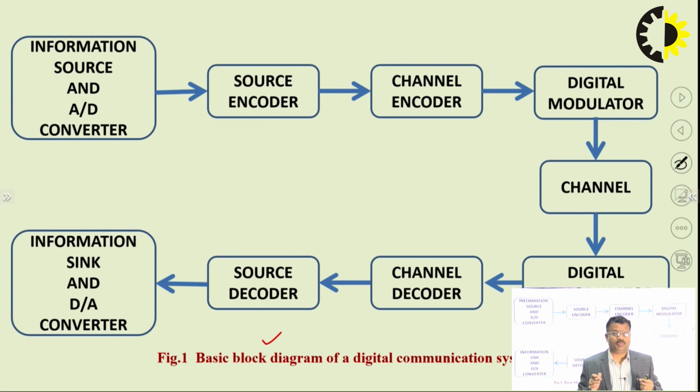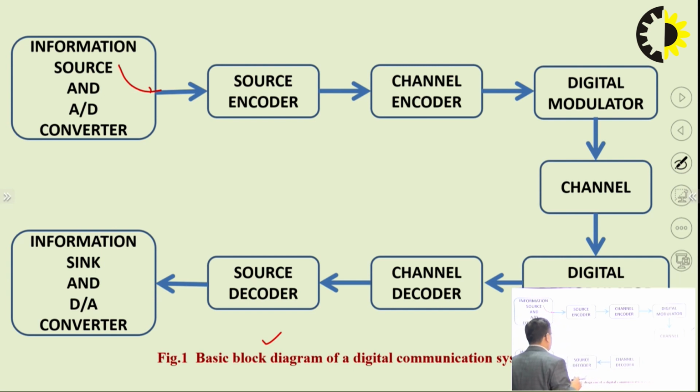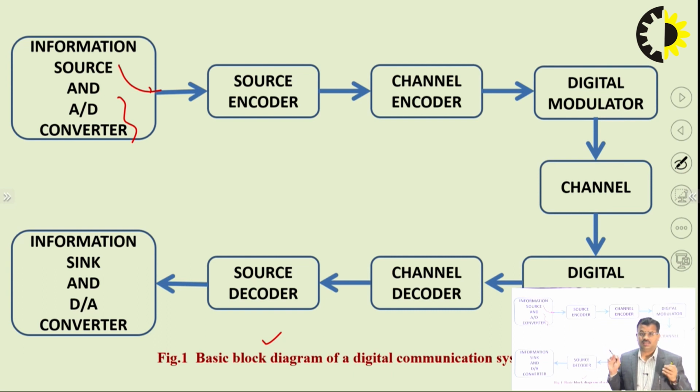So, in this what will happen? Initially, from the information source, information will be generated for which you want to do communication. Every information physically, really, is analog in nature. So, if you want digital communication, you have to convert this analog information into digital by using an analog to digital converter.